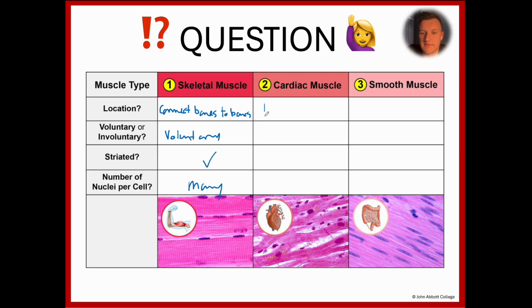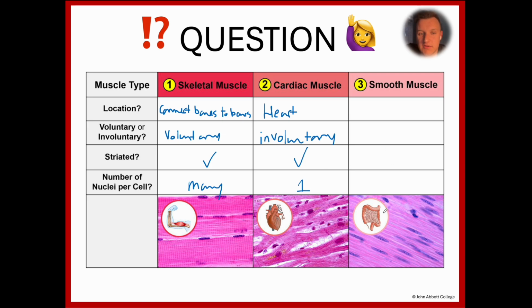Cardiac muscle is found in the heart only, the walls of the heart, actually. Is it under voluntary or involuntary control? Can you contract your heart right now? No. So it's under involuntary control. It is striated, and it has 1 nuclei per cell.